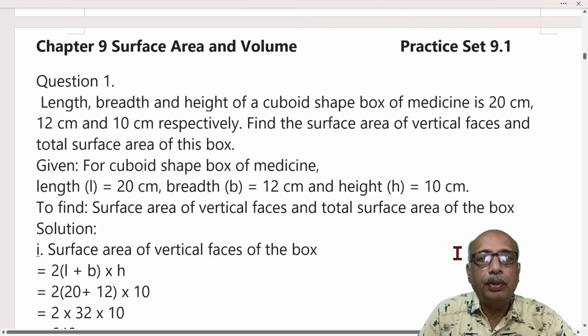Hello children, we are starting with practice set 9.1. First question: length, breadth and height of a cuboid shaped box of medicine are 20 centimeter, 12 centimeter and 10 centimeter respectively. Find the surface area of vertical faces and total surface area of this box.